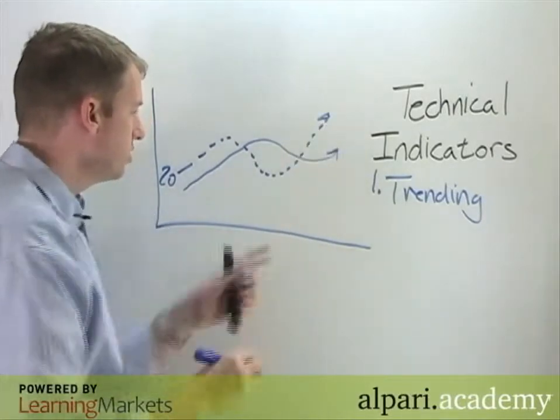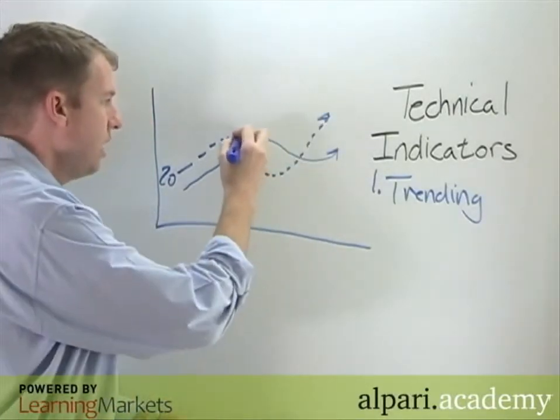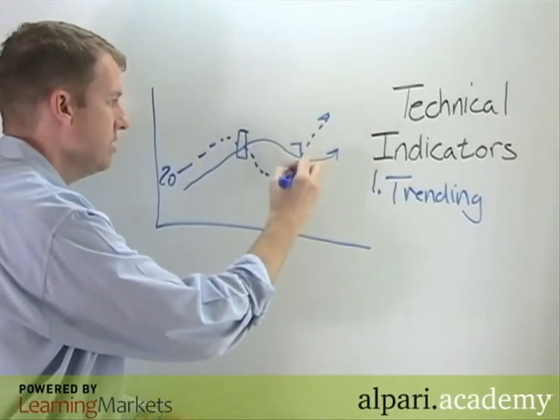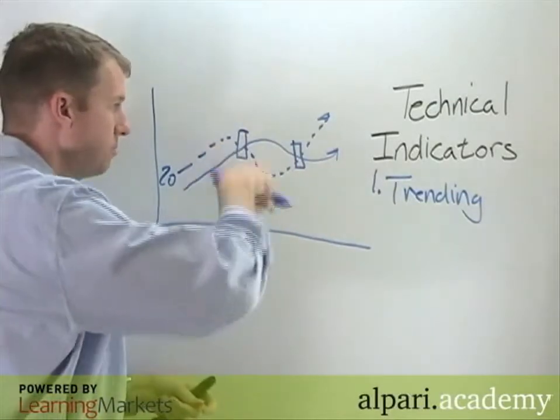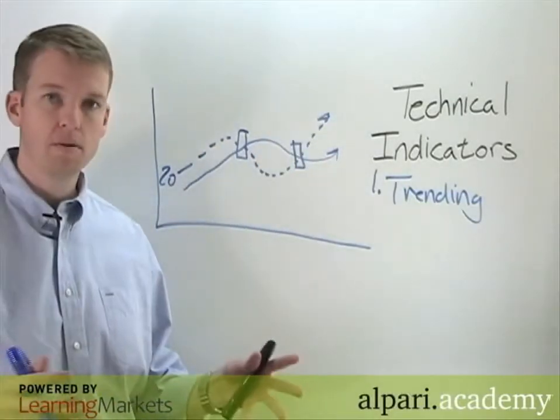So we've got these two, and you'll notice that there's a couple of instances where the two cross like this, because the shorter period moving average is using less data. So it's going to be a lot more volatile than the longer period moving average.